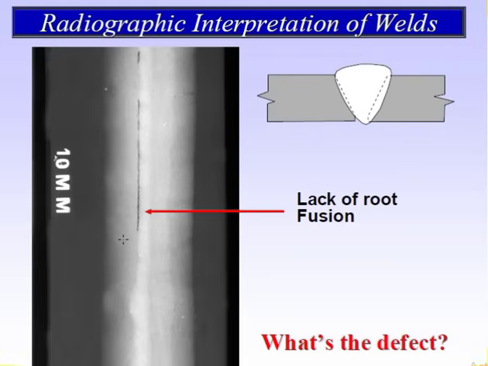You see here the second image. In the root portion, one side is fused properly and the other side is not fused properly. So this is lack of root fusion. The fusion has not been done by the welder. Maybe he is not a qualified welder. So how does it look? As a thick line you can see here.